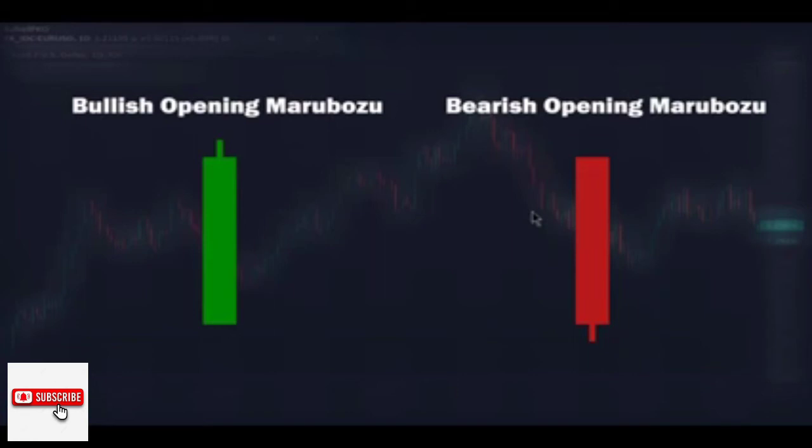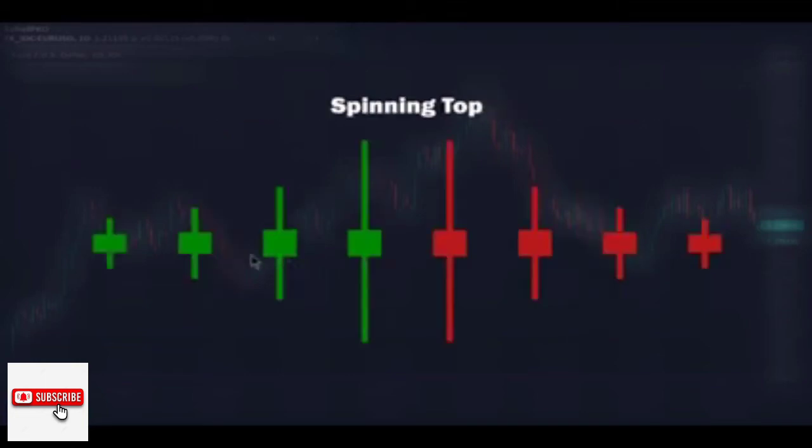Now you may ask, what if the body is small, or the shadows are long, or one shadow is small and the other long? Let's see what other kinds of candlesticks we have and what they tell us. When we have a small body and the shadows are approximately equal, the candlestick is called a spinning top. We may have different lengths of shadows, like small shadows or long shadows, but the size of the shadows doesn't matter in identifying the spinning top, and it's the small body that makes the spinning top.